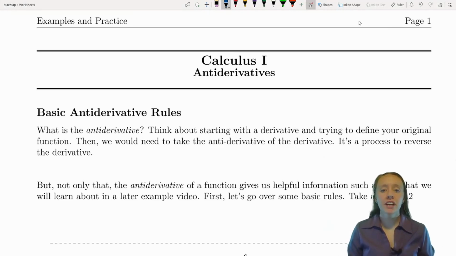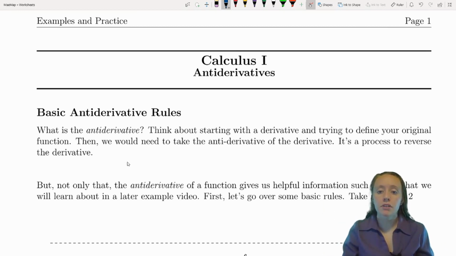In today's example video, we're going to go over antiderivatives, otherwise known as the integral. Now, there's some basic antiderivative rules, just as there are some basic derivative rules. But before we jump into that, let's really go over what is an antiderivative. Well, think about starting with a derivative and trying to define your original function. How do we get back to that? We would integrate it. Take the antiderivative of the derivative, reverse the process to get back to the original function.